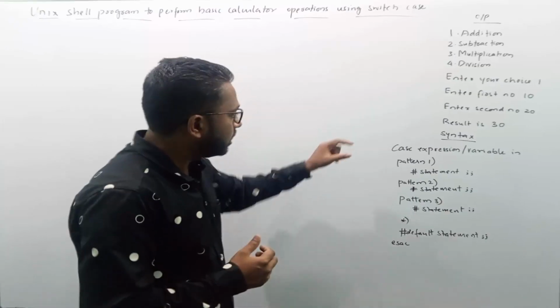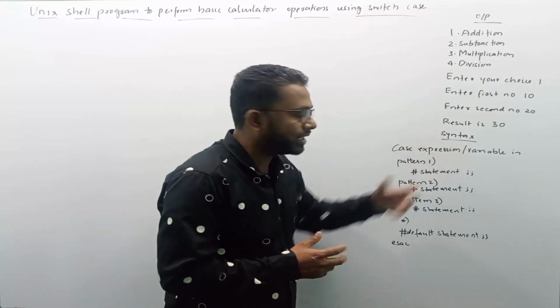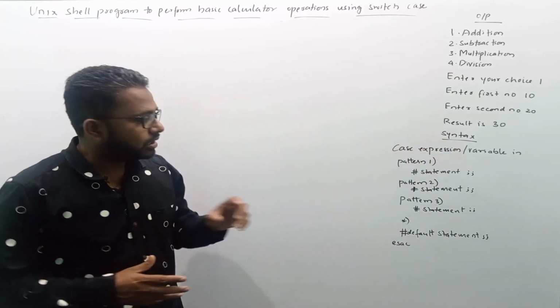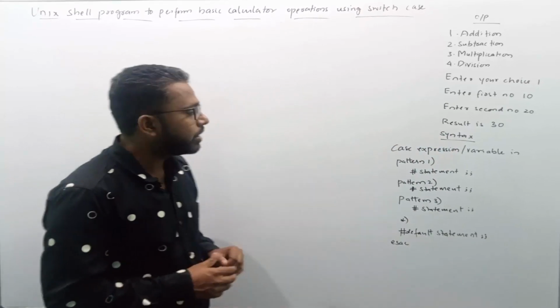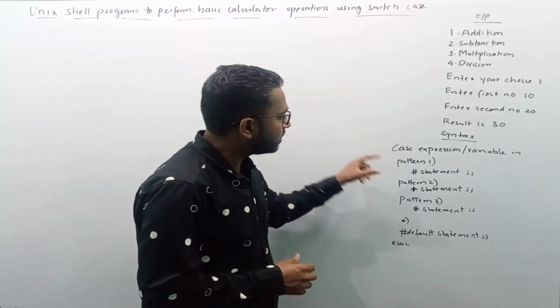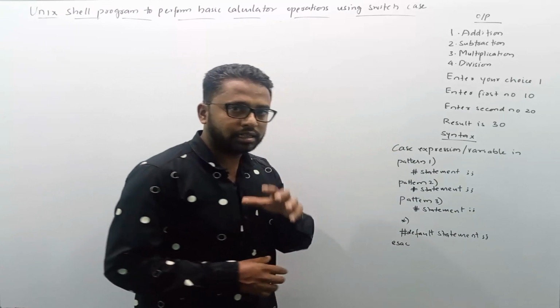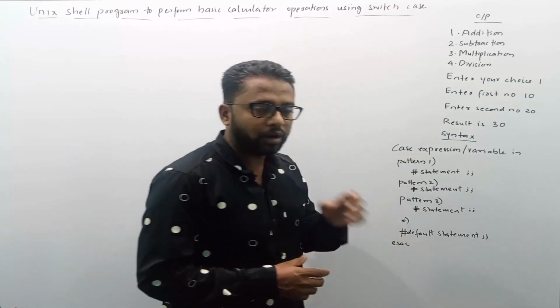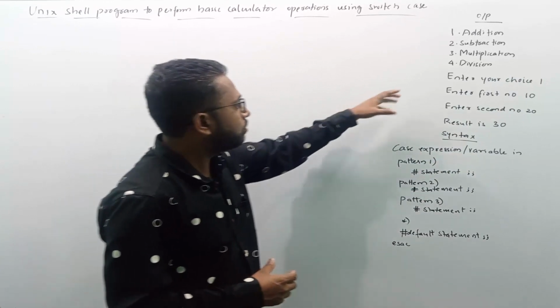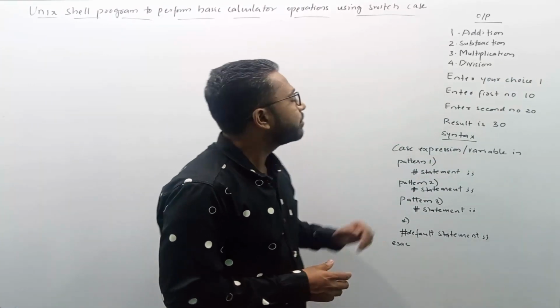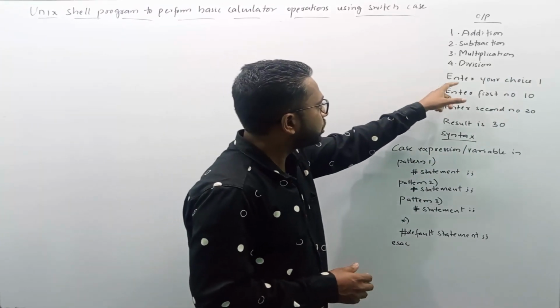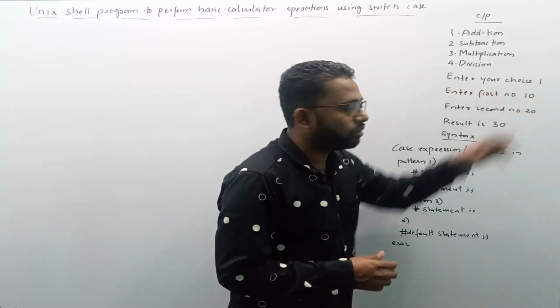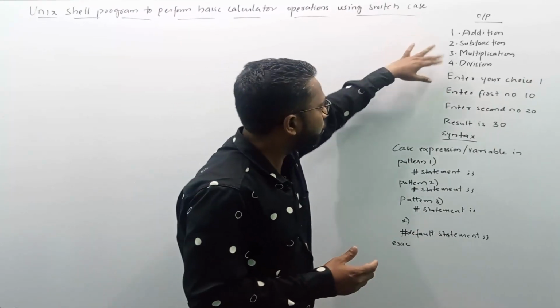Okay, so here as you can see, I have written down the syntax of this program, and now let us discuss this syntax. So the syntax starts with the case keyword followed by the expression or variable. Okay, so what is this variable? Let us come to the output to understand this. So when the program asks you to enter your choice, then you will be entering any of these 4 options.